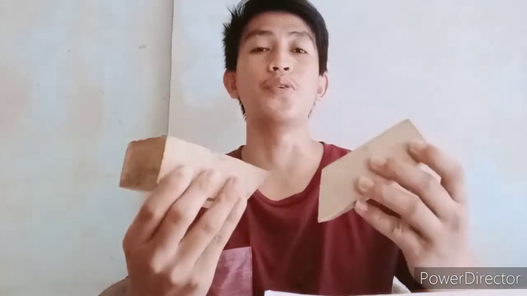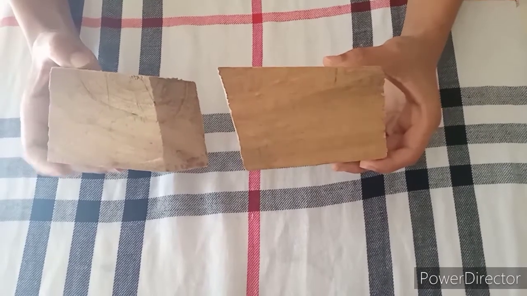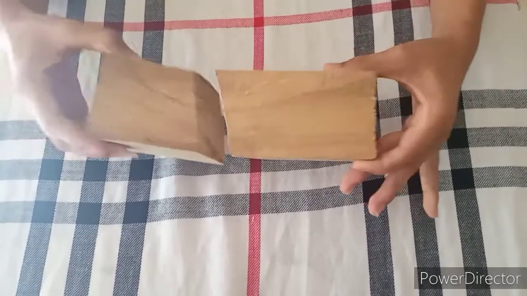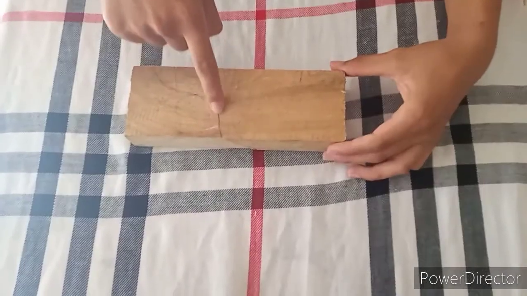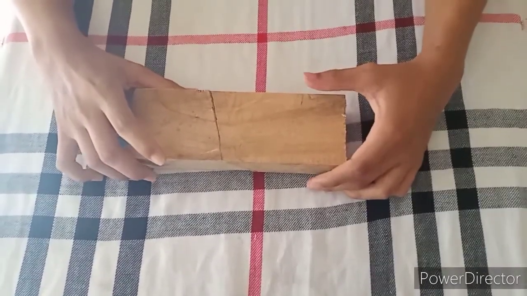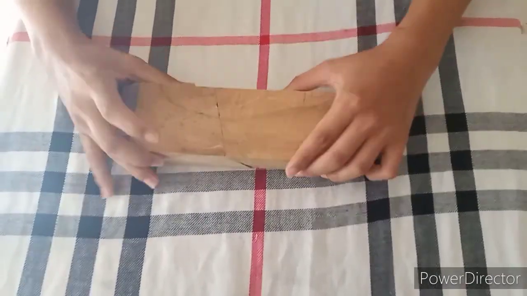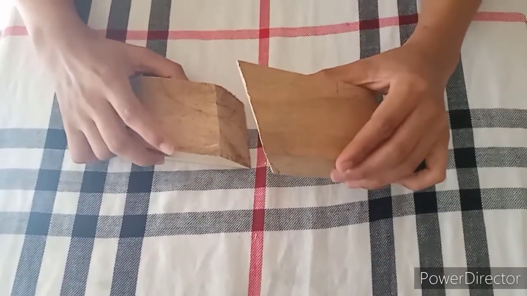And now, I have here two blocks and I will demonstrate to you the three types of fault. There are two blocks here that will represent the tectonic plates of the Earth. If we connect these two blocks, the cracks that form in the center will represent the faults. Before we start, we will first determine the hanging wall and the footwall to determine the movement of the fault. The hanging wall is this block and the footwall is this block. So, the hanging wall and the footwall.